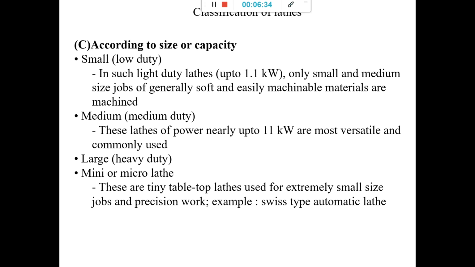Next is the large or heavy duty lathe, and there is one special type, that is the mini or micro lathe. These are tiny tabletop lathes used for extremely small size jobs and precision work. For example, switch type automatic lathe.